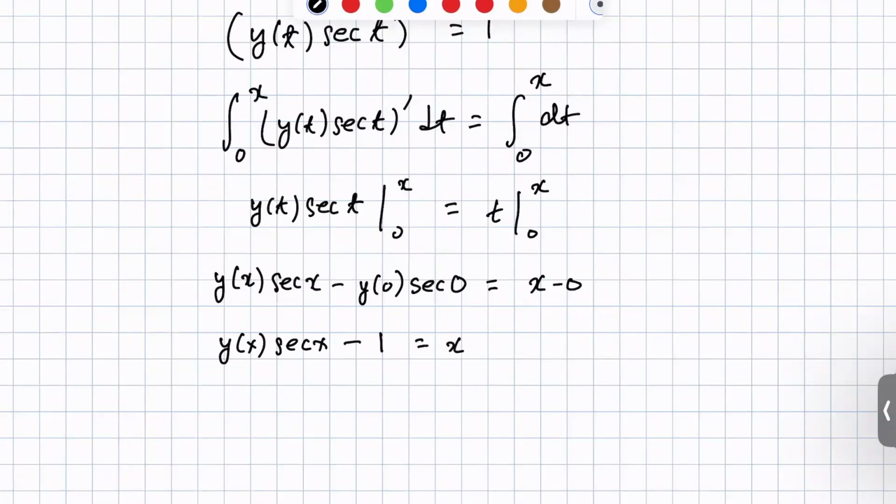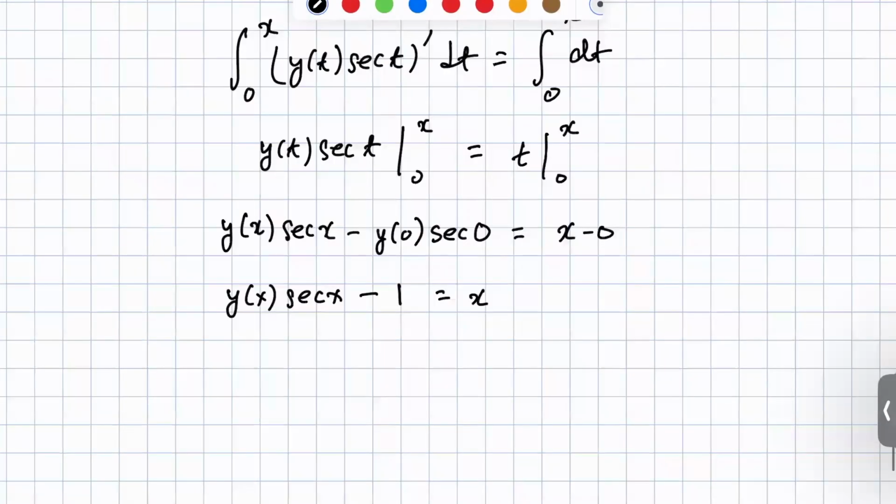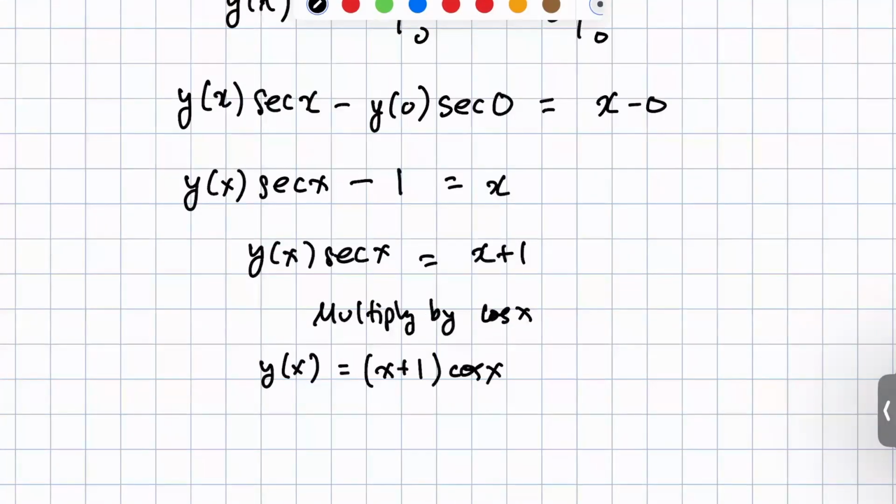And here I have an x. Y of x times secant of x is equal to x plus 1. So let's multiply through by cosine of x. So that kills the secant of x. Y of x is equal to x plus 1 times cosine of x. And that gives us the final answer.